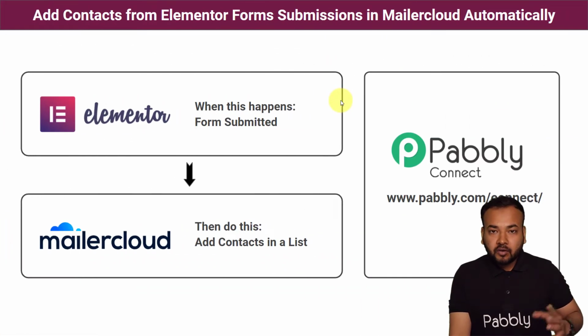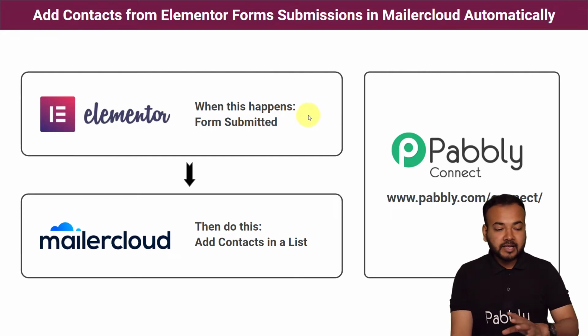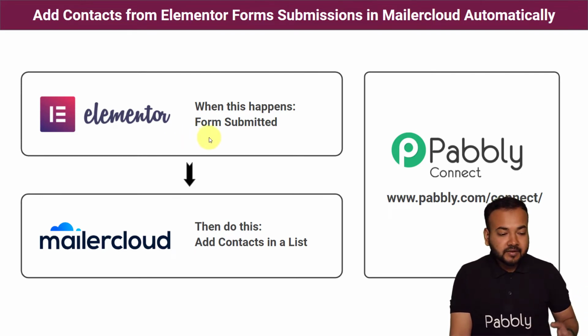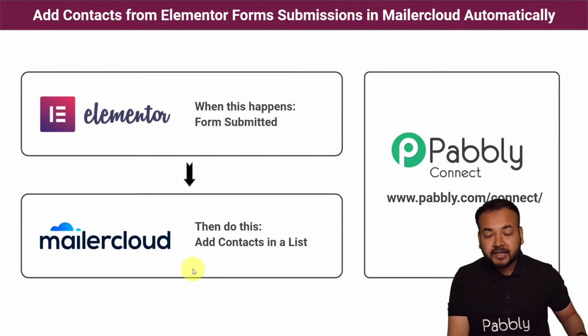So this is how the flow of the automation is going to work. Here you have to create a form. It can be any type of form with the help of Elementor form plugin, or you can use any other form builder application as well. And then you have to share this form with your audience or embed it in your website. And as and when you receive a form submission from any of your customers or leads, the same person is going to be added in a list in Mailercloud application automatically.